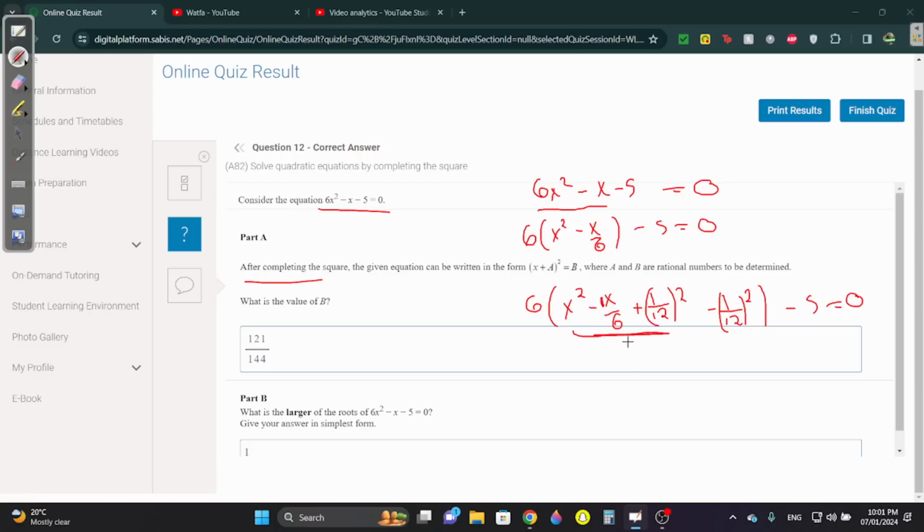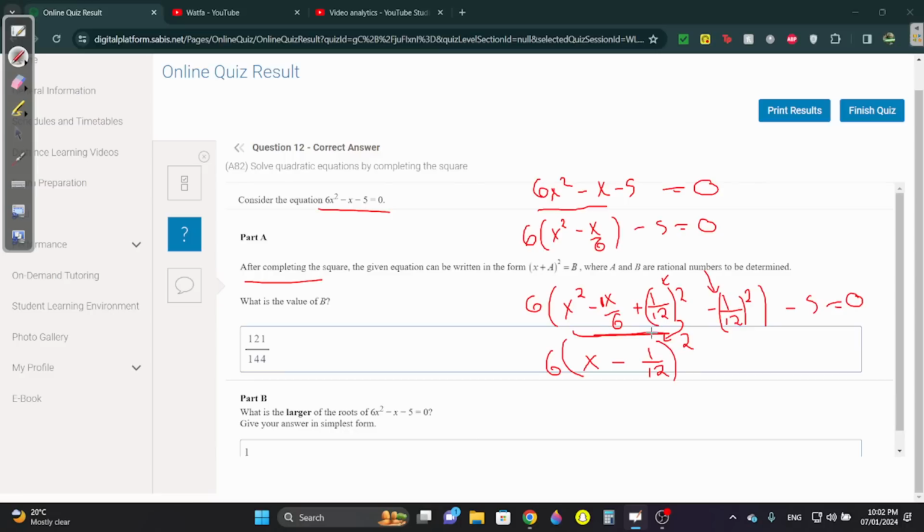Now you factor these three, it becomes (x minus 1 over 12) squared. You could square it and then find the square root again, but there's no point in doing that, since when factoring you're just going to end up with 1 over 12 again. So you're going to get 6 times (x minus 1 over 12) to the power of 2, with the rest outside. Now we want to get rid of this. We have to get rid of this.